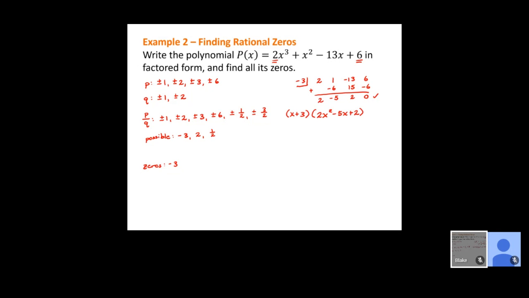So that's what I know now about my factored form. So then I would look and see, well, is there anything else I could do to factor 2x squared minus 5x plus 2? So let's see if that factors, and then I don't have to do synthetic division anymore.